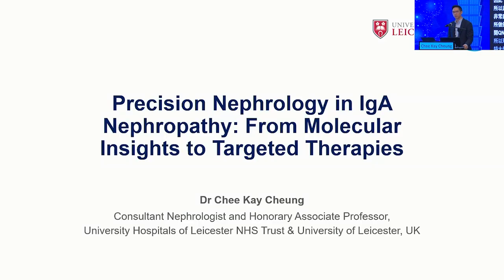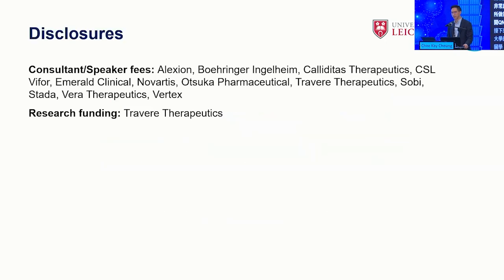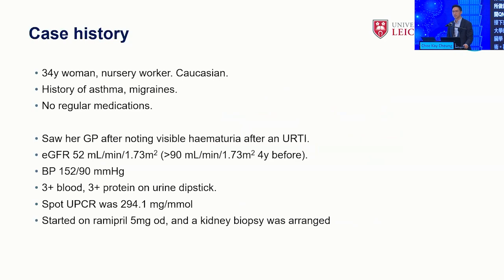Just following on from those fantastic talks, I'm going to take a much more practical approach, linking those molecular insights into the targeted therapies that we have available now. Here are my disclosures. I'm going to start off with a case. This is a case that I saw fairly recently in clinic: a 34-year-old woman, nursery worker, Caucasian patient, with a history of asthma and migraines, on no regular medications, and she saw her GP or primary care physician after noticing some blood in her urine after an upper respiratory tract infection.